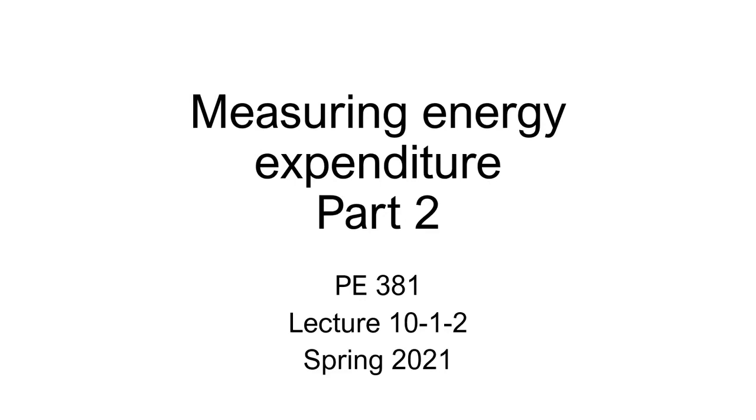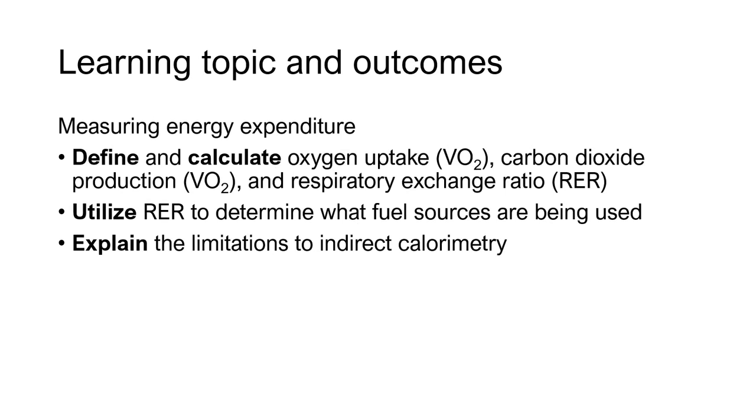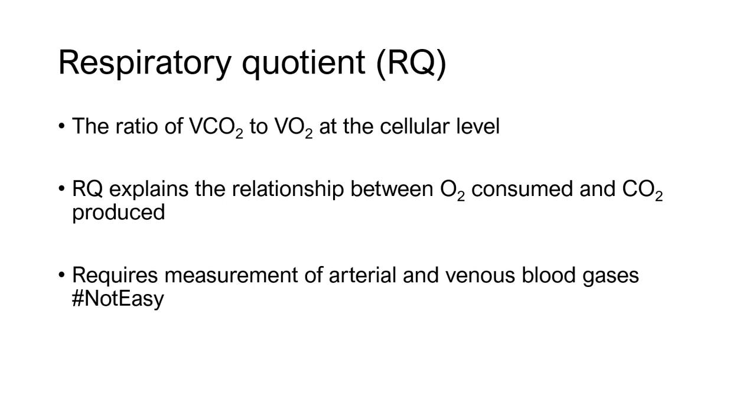We're going to continue talking about how we measure energy expenditure, and we're still going to talk about VO2 and VCO2, but this time we're also going to add RER and what that actually means. So, respiratory quotient is just the ratio of carbon dioxide production to oxygen utilization at the cellular level. But in order to do this, we'd actually have to measure arterial and venous blood gases. Venous blood gases are relatively easy, arterial a little more difficult, and either way, it takes a little bit of time, energy, and effort to do that. So we don't usually measure RQ.